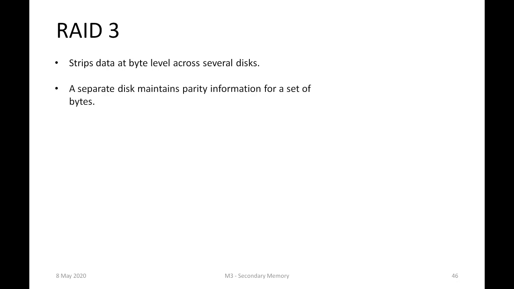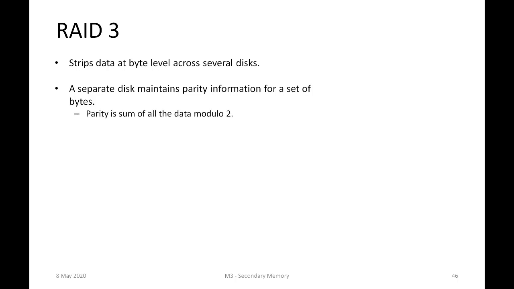After RAID 2 we have RAID 3 level, which stripes the data not at bit level but at byte level across several disks, and each disk maintains a parity information for this byte of data or a group of them.